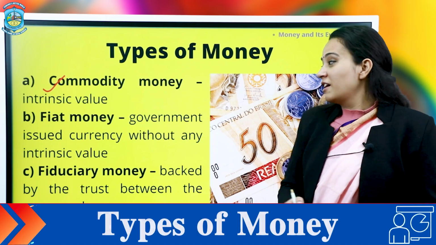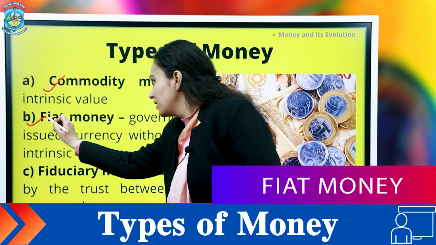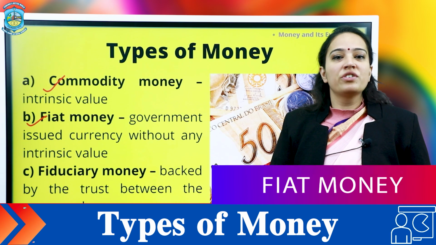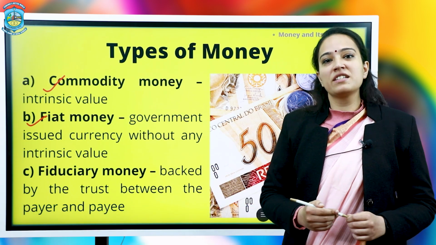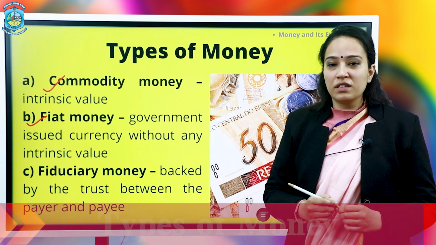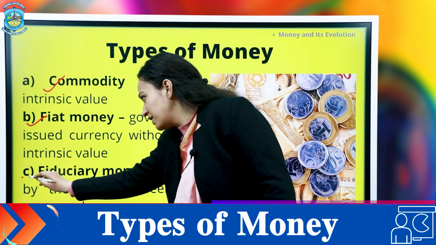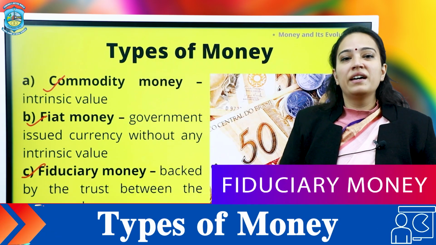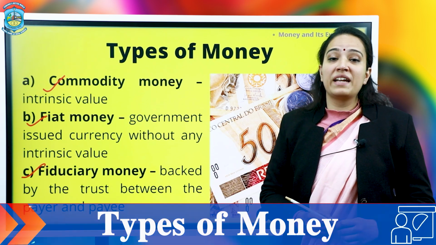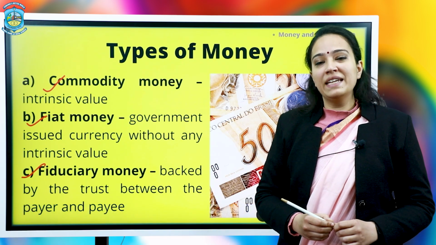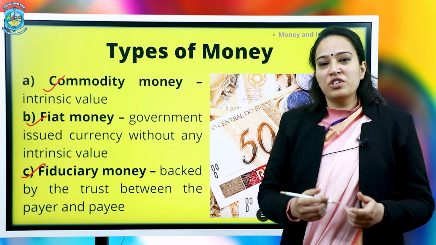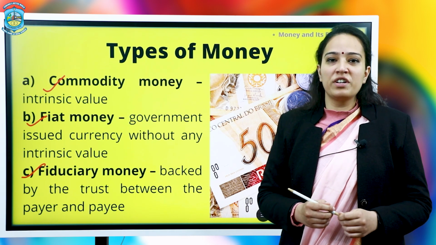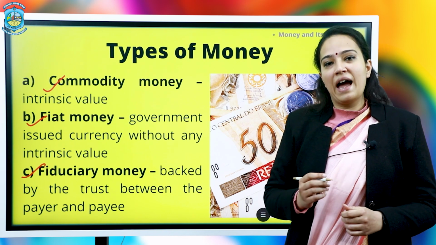Second is fiat money. Fiat money does not have any intrinsic value. It acts as money just because it is backed by the government. Thirdly, we have fiduciary money. It again has no intrinsic value, but at the same time, it does not have any backing from the government either. But it acts as money just on the basis of mutual trust between the payer and payee.